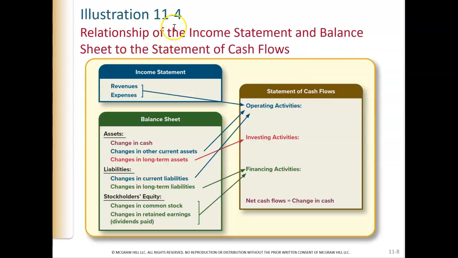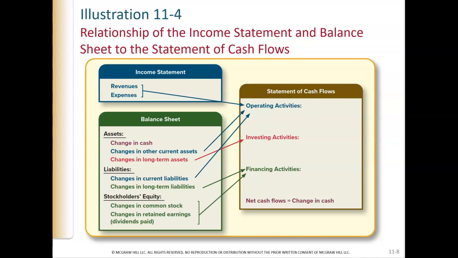Now this is illustration 11-4 in your textbook, and it shows the same thing again, changes in cash, other current assets, and changes in liabilities. Cash itself is going to be different, but other current assets and current liabilities, those are going to be operating activities. And then changes in long-term assets, those are investing. Long-term liabilities and equity, those are financing. Now what this all comes down to is the change in cash.